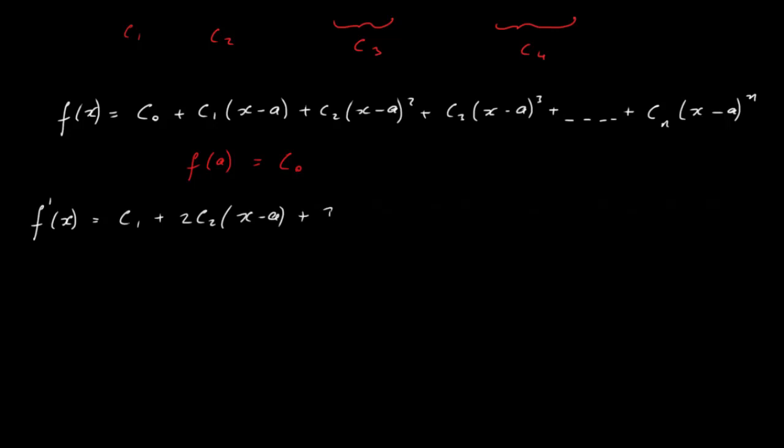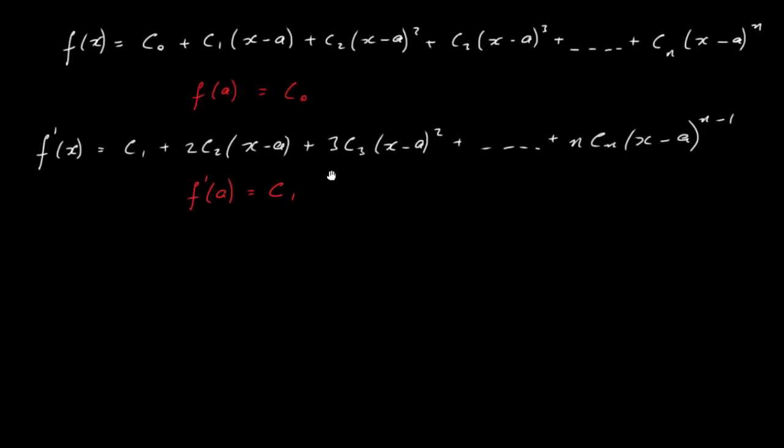Third term will be 3 times c3 times (x minus a) squared, and so on all the way out to n times cn times (x minus a) to the power of n minus 1. So if we do f prime of a, in other words substitute in a for x, all our terms will disappear. So our second coefficient here is c1, which is just f prime of a. So let's just continue on, same as we did before.